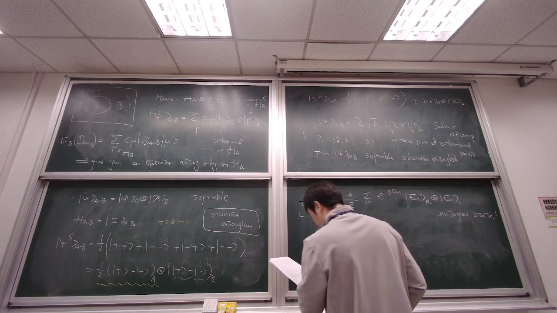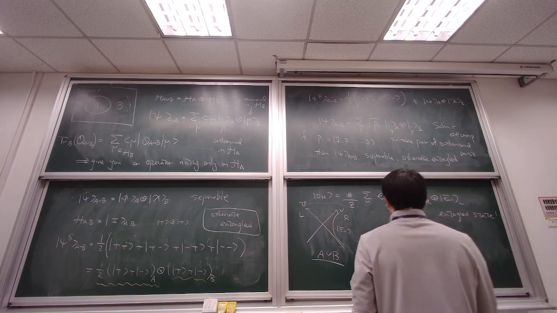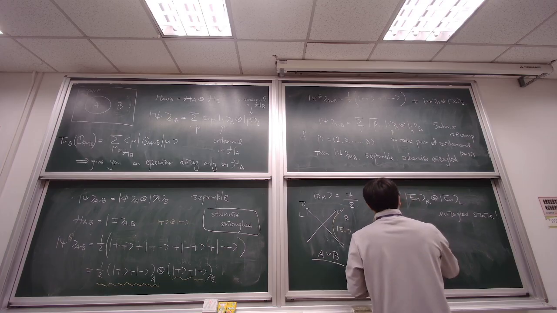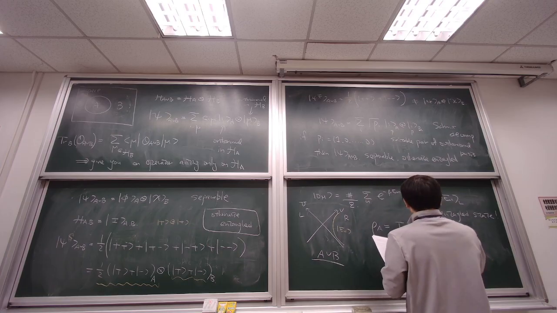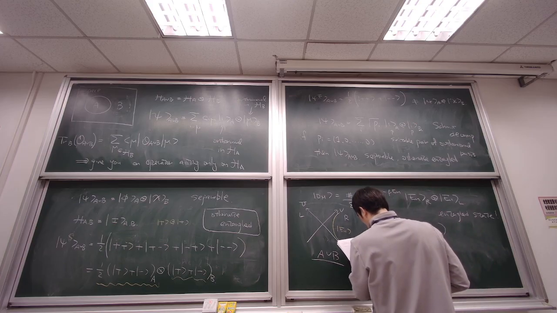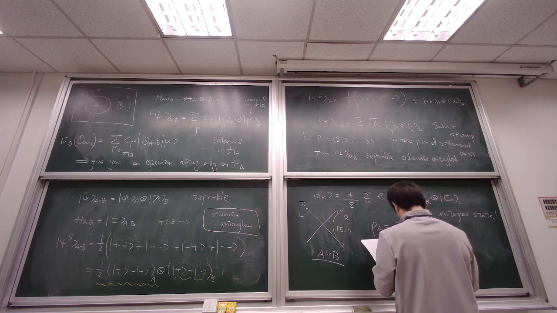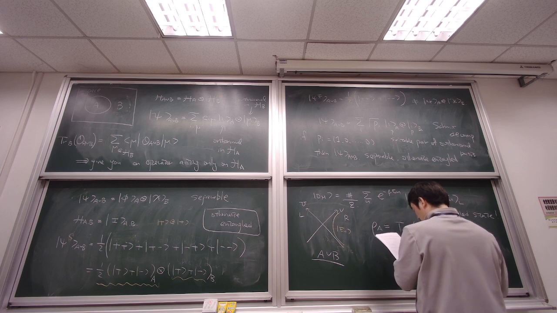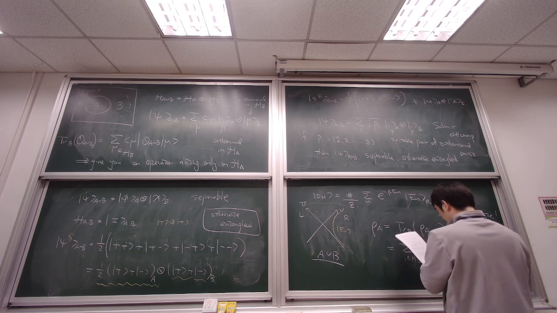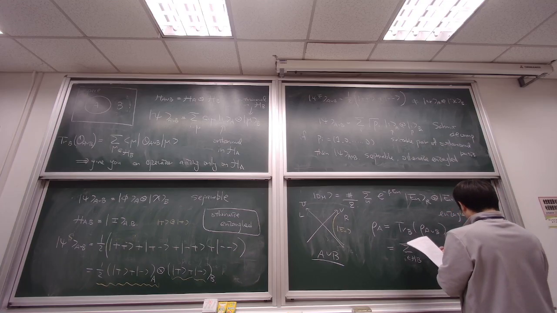So now we are talking about the density operator rho of A. The density operator rho of A is just the trace over B of rho AB. So this is the sum over I inside H_B of I psi AB, and then psi AB I.